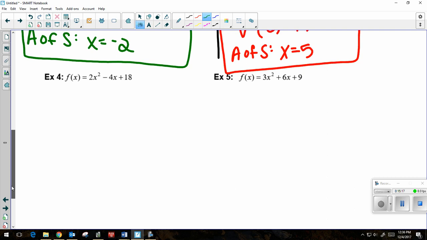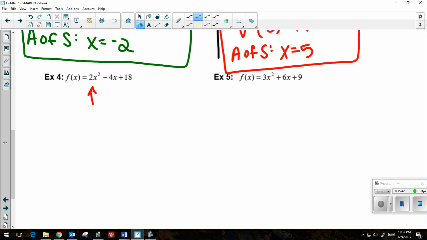So if we take a look at example 4, what you'll notice is I now have a number in front of my x squared. So I have a 2x squared right here. My board is uncalibrated again, so let me calibrate it. Give me 1 second. Okay, so as I said, I have this 2 in front of the x squared. So we're going to do an extra step, but we'll work through it.